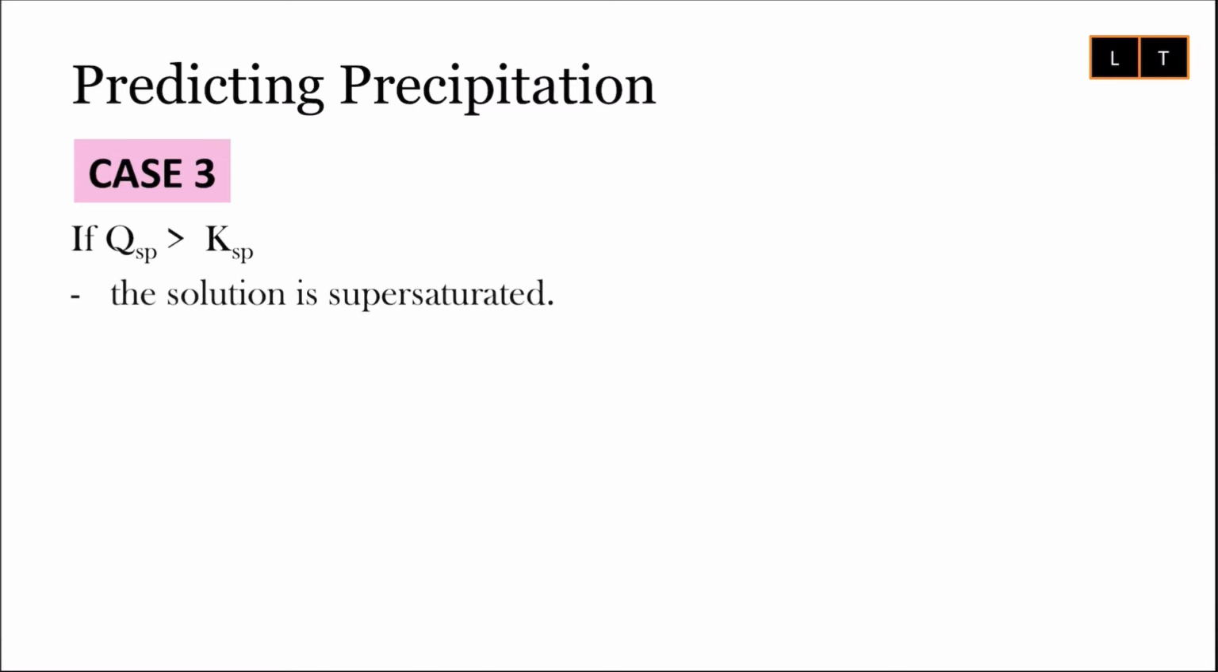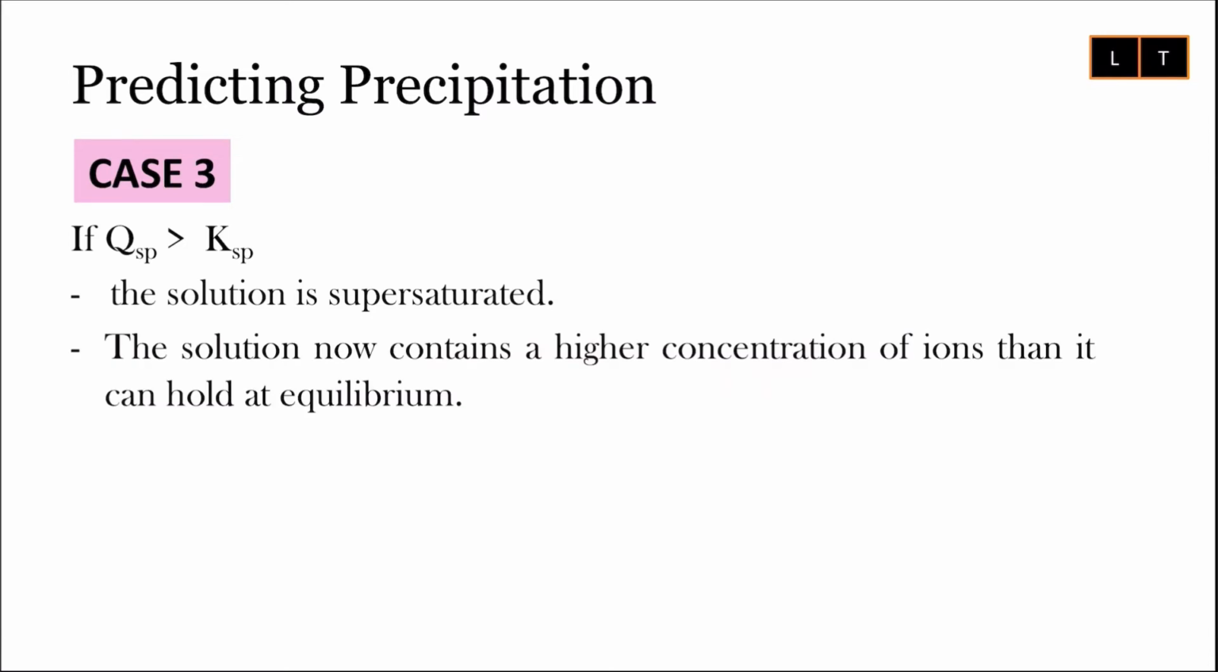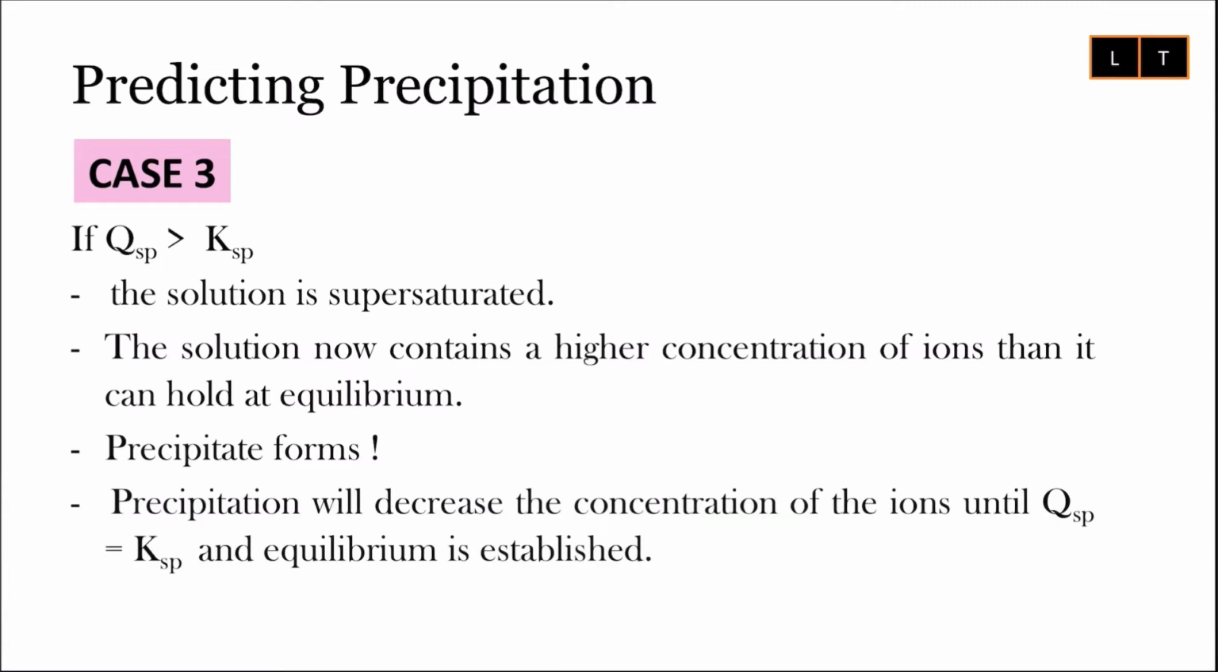Maknanya this solution ada higher concentration of ions. So bila dia ada higher concentration of ion, sistem akan terganggu dan dia akan cuba untuk form the precipitate. So the precipitate forms. So this precipitate akan decrease the concentration of ion yang terlebih tadi sehinggalah QSP sama dengan KSP and the equilibrium is established.